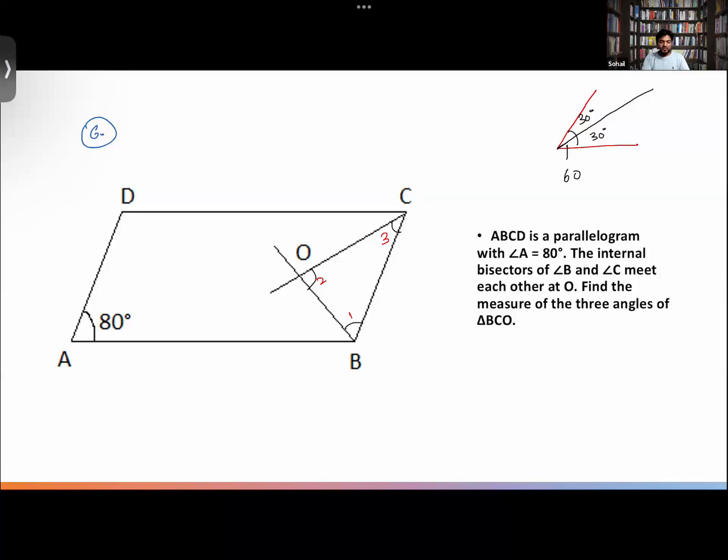Which question are you guys solving? Sixth question. I'm done with question number 5. Okay, good. Solve question number 6.